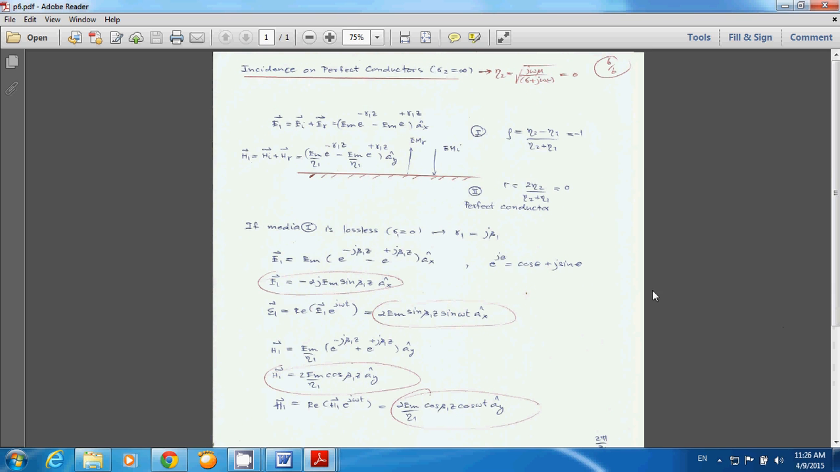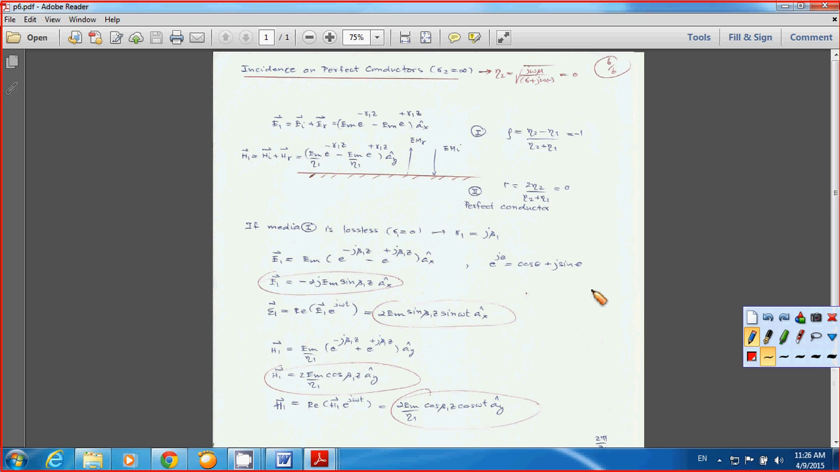Okay, now take a look at the interesting case. You have incidence on the perfect conductors. What does it mean, the perfect conductors? The perfect conductors mean that you have a conductivity equal to infinity, with no resistance. For example, just like superconductors.